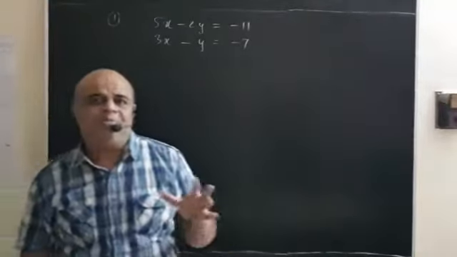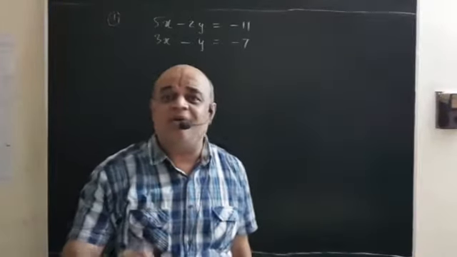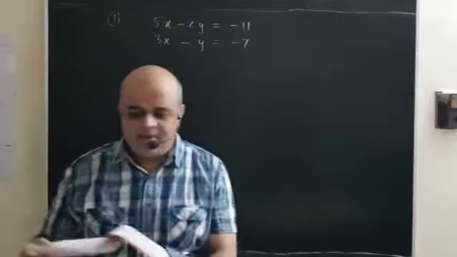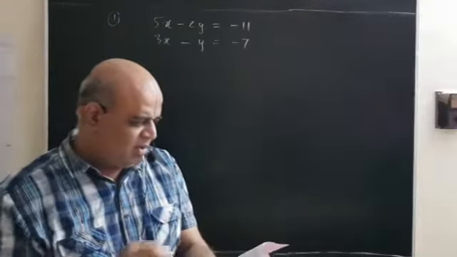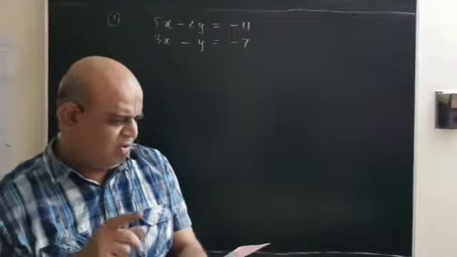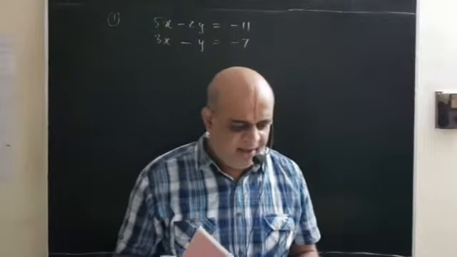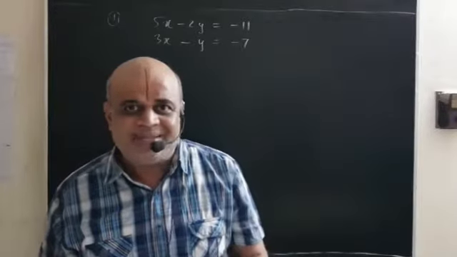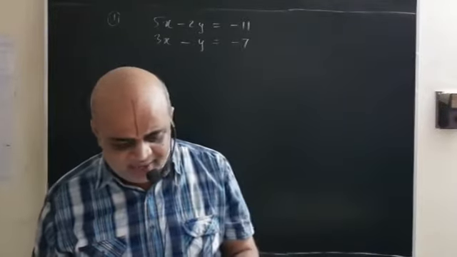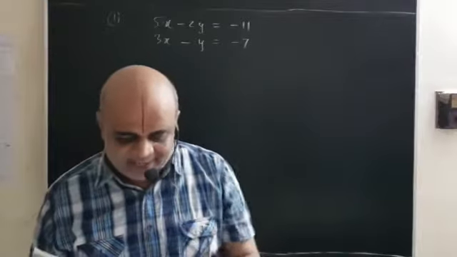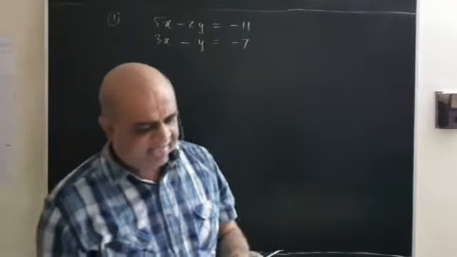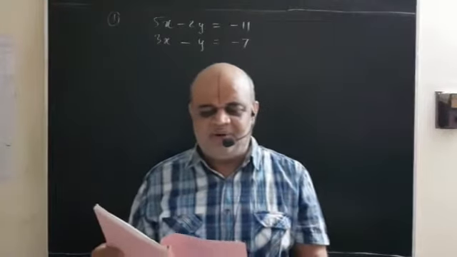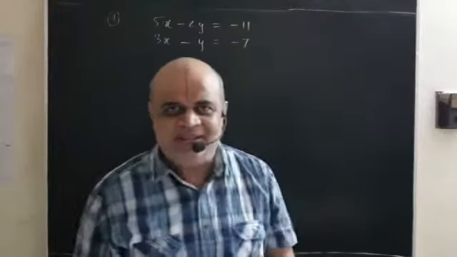Actually, the cross multiplication method is based on a formula. The formula is available in your book. I encourage you to take your NCERT book, go to page number 60, and on the top, you can pause now, go to page 60 in your NCERT book and take a look at the top line. Do you see something like this? x divided by b1c2 minus b2c1 is equal to blah blah blah. Do you see something like that?